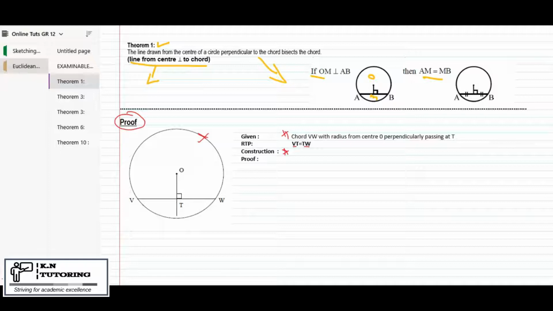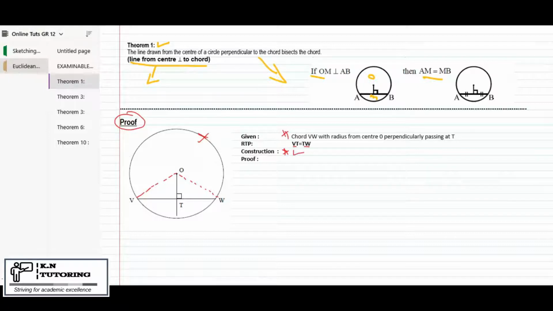Now we're going to get to a very important step, which is construction. I want you to listen to me very carefully. We're going to say construction: we're going to join O to V and O to W. You can write that there when you're making your notes. That's the construction that we're going to make.